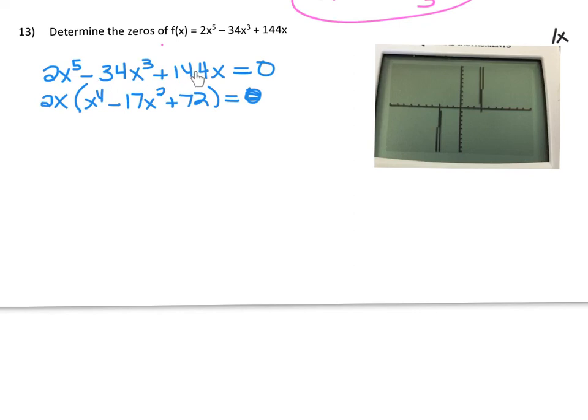The quadratic formula is used with a quadratic, which means your biggest exponent is x squared, not x to the 5th. So we do have to factor this. All right, so let's keep factoring. So I'm going to bring the 2x down.